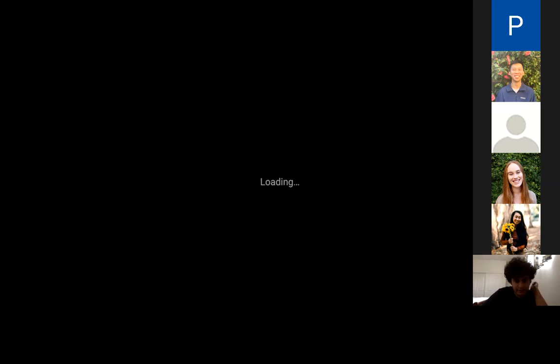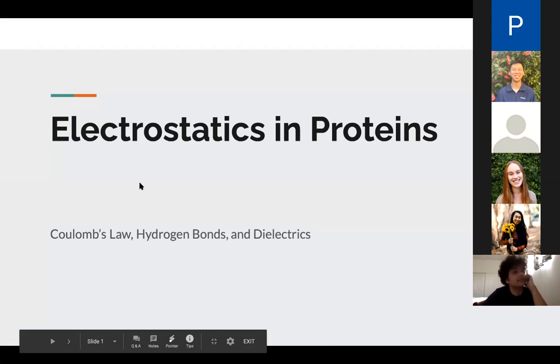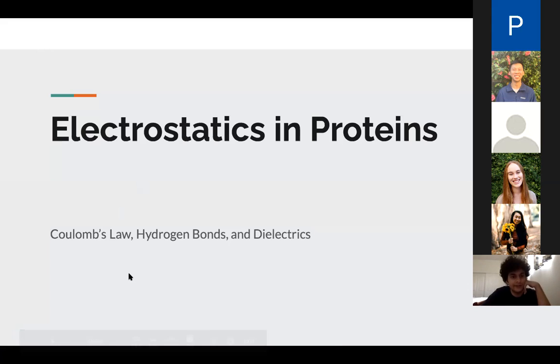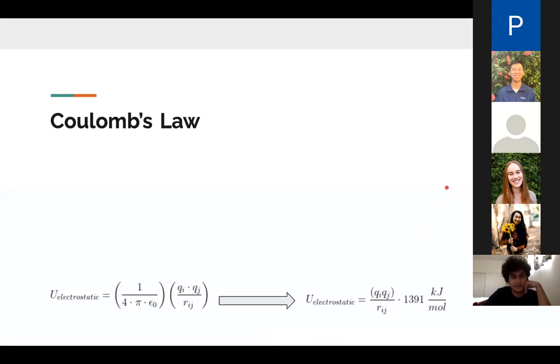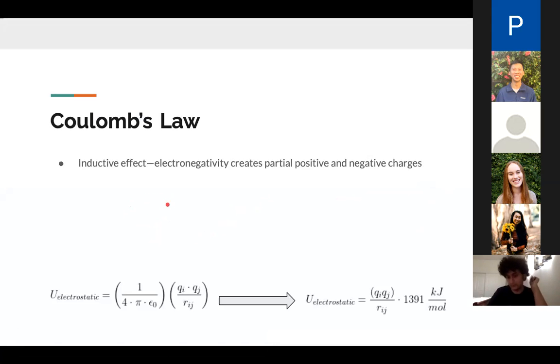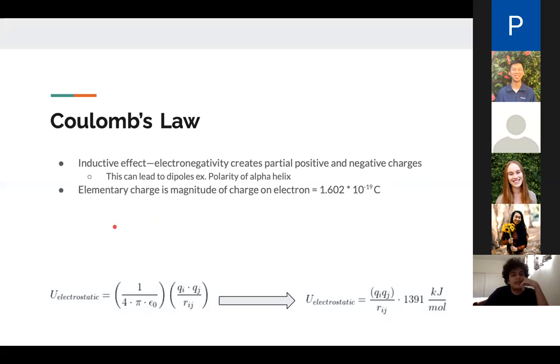All right, everyone. So I'm going to finish off today's session by talking about electrostatics. We'll be going over Coulomb's law, hydrogen bonds, and dielectrics. So let's start with Coulomb's law, and just a reminder, electrostatics refers to charged molecules, but today we'll also be talking about dipole molecules, and specifically dipole-dipole interactions and hydrogen bonds. Just as a reminder, you get those dipoles from the inductive effect because of electronegativity differences. You get partial charges.